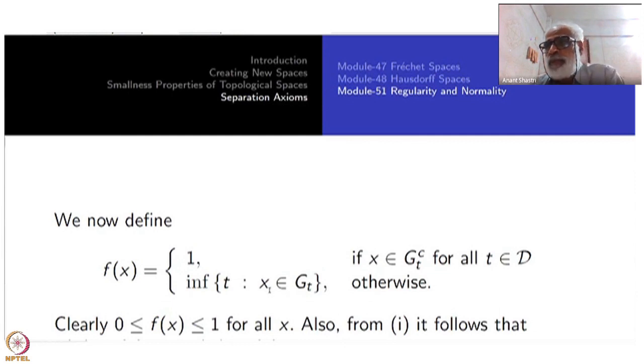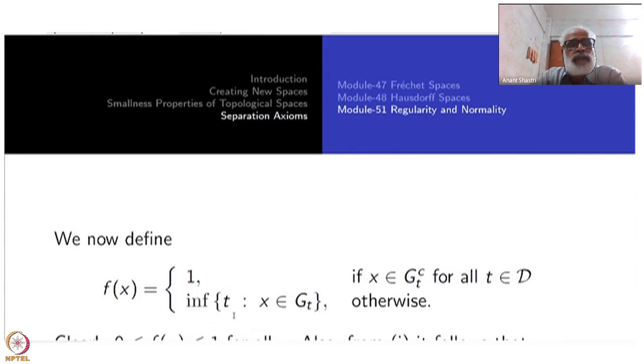Okay. Anyway, this set, once it is non-empty, is bounded below. All these numbers are bigger than zero, so it's bounded below by zero. So the infimum is a finite number. If it's empty, then you would have a problem. So whenever it's empty, you define it as one. That is all right. Take the infimum of all t such that x is inside G_T. Since all t's are between 0 and 1, whatever this set is, the infimum has to be between 0 and 1, and this part is 1. So f(x) lies between 0 and 1. This is obvious from this definition.